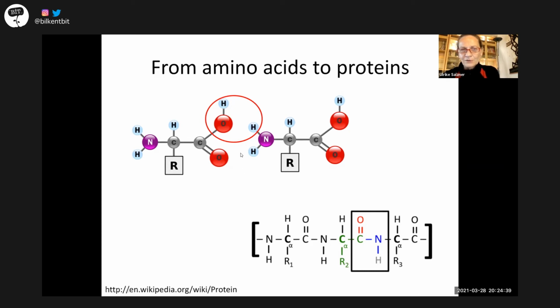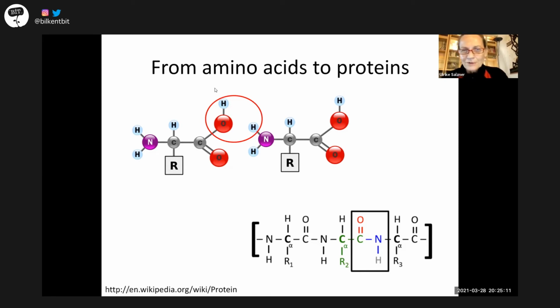This water molecule comes off. Water is a very stable molecule and will just be removed. And then we connect this nitrogen with this carbon. And then what's left is NH and OH. And this is what you see here: CO is here, and here's NH. And this special unit here, OCNH, is called a peptide bond.